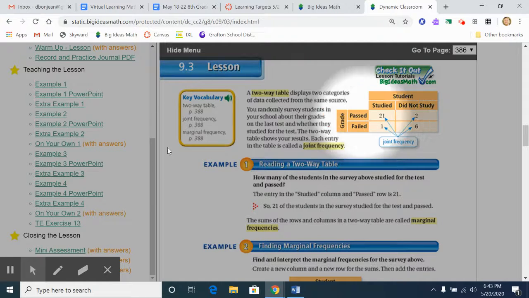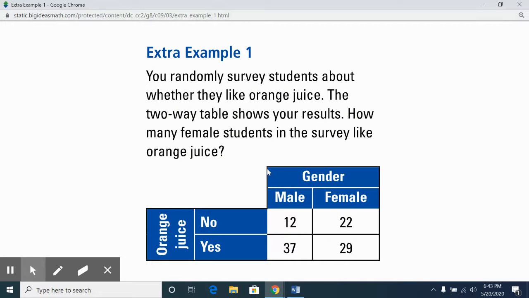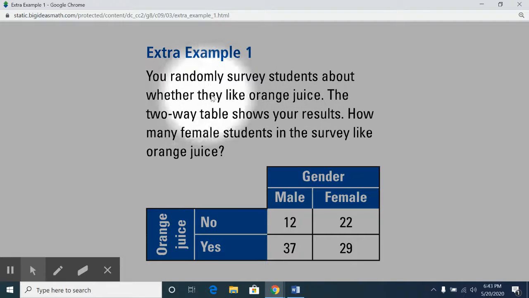Okay, let's look at an extra one. This will make a lot more sense because we can look at it at the same time as reading the question. So you randomly survey students about whether they like orange juice. The two-way table shows your results. How many female students in the survey like orange juice?